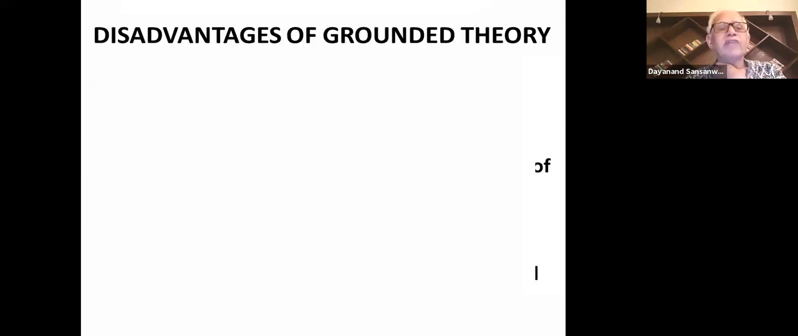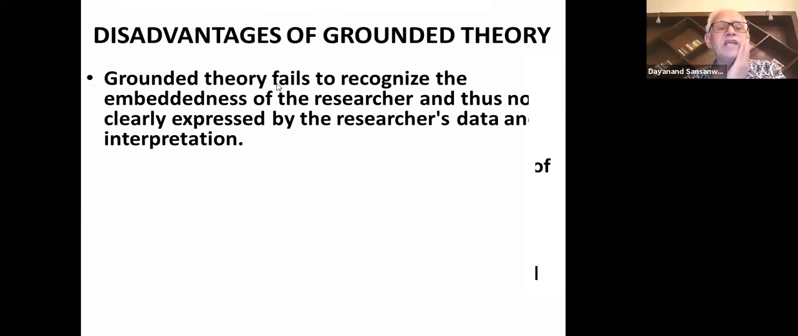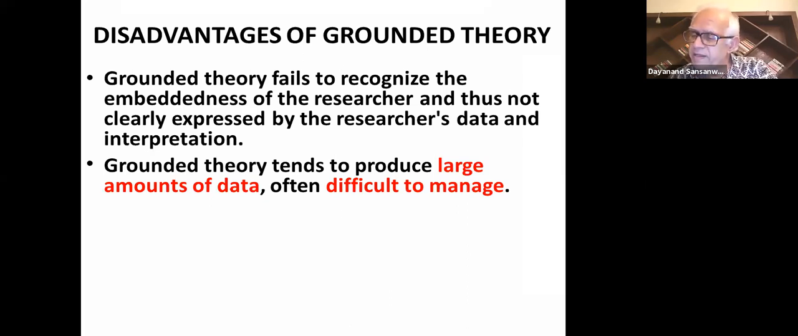But there are some disadvantages. One disadvantage is that grounded theory fails to recognize the embeddedness of the researcher and thus is not clearly expressed in the researcher's data analysis and interpretation. Then grounded theory tends to produce a large amount of data. And many times you are not able to really manage that particular data. This is another disadvantage.